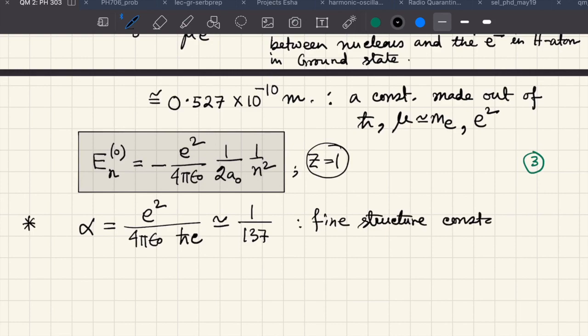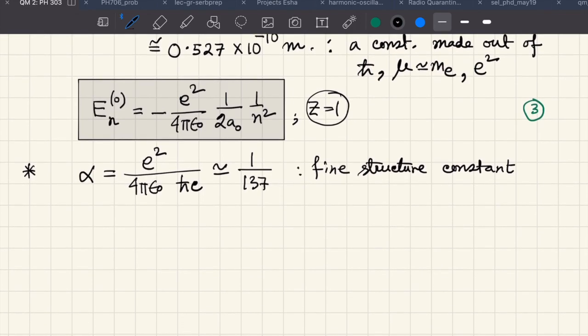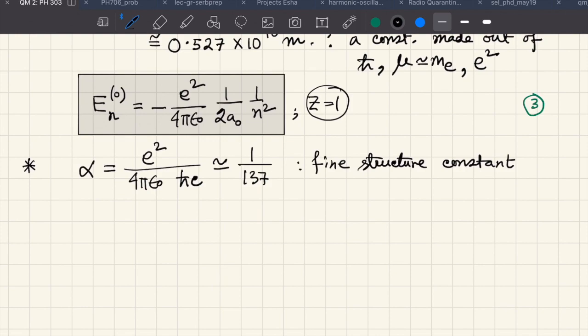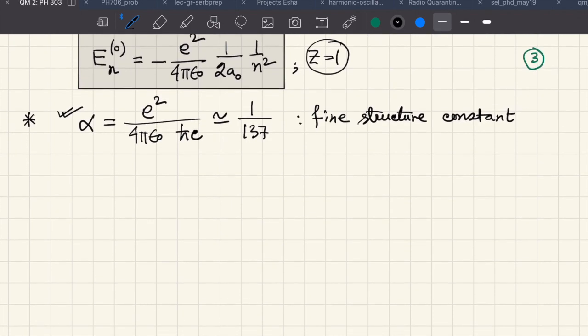Why do we need it? I will come to that, but this is a very important constant in the context of our discussion. So, if you define alpha to be in this manner, then immediately you can write down the En0, the unperturbed energy value, in the following manner: Z alpha whole square into mu times c squared divided by twice n square.